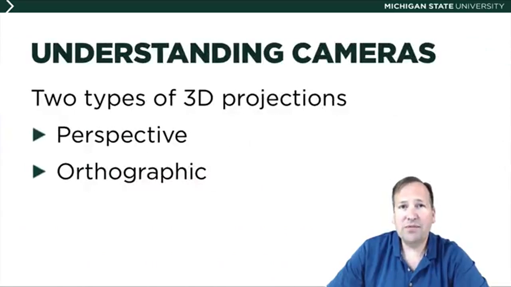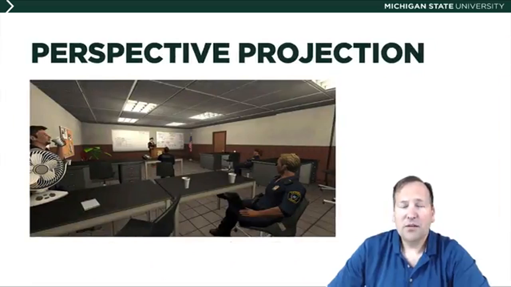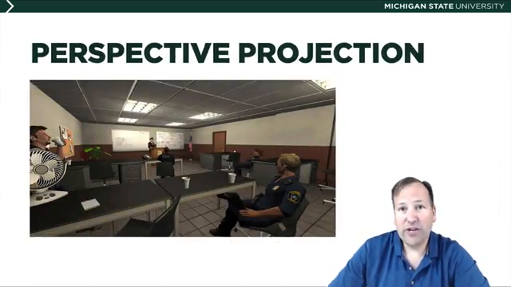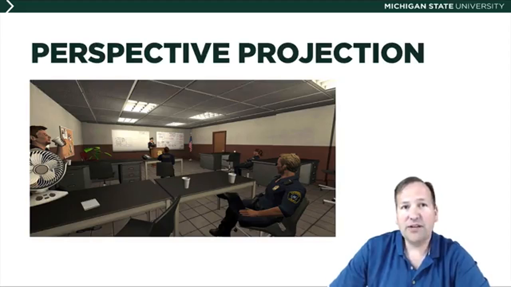There's two different types of 3D projections you can create within your game: perspective and orthographic. The perspective projection is most like a real camera, or really how we see the world. This is most commonly used in first-person and third-person games. Objects that are closer to the camera are larger than the same size objects that are farther away from the camera.